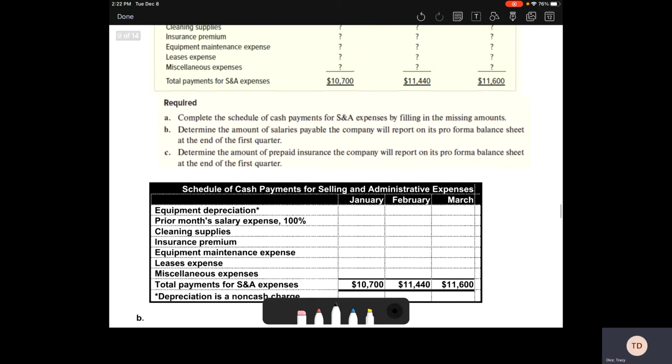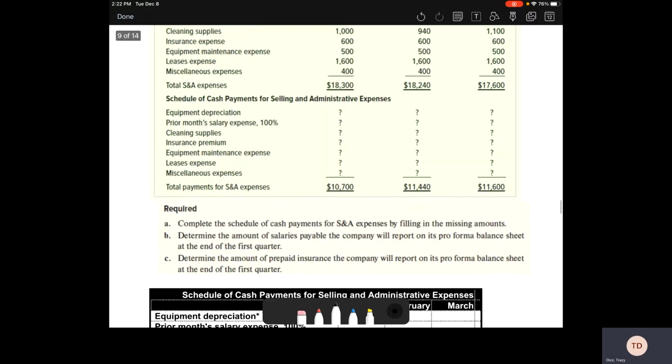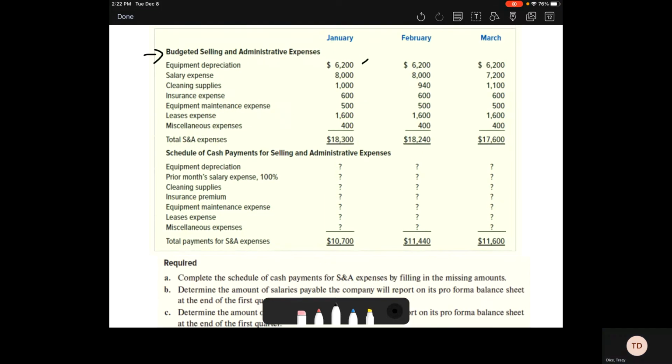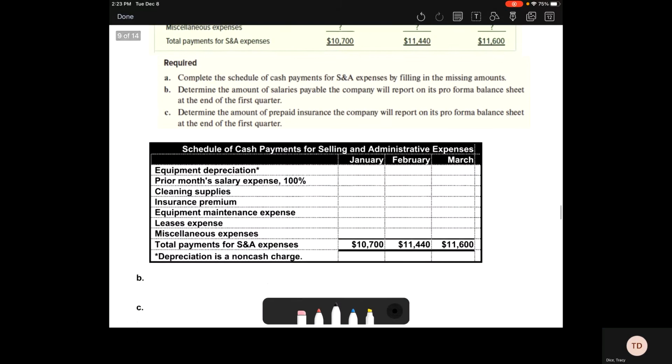So the first thing is our equipment depreciation for January, February, and March. We know that our equipment is going to depreciate $6,200 each month. But what cash are we paying for that? Zero, because we don't pay cash for depreciation. So that just goes zeros across the board.